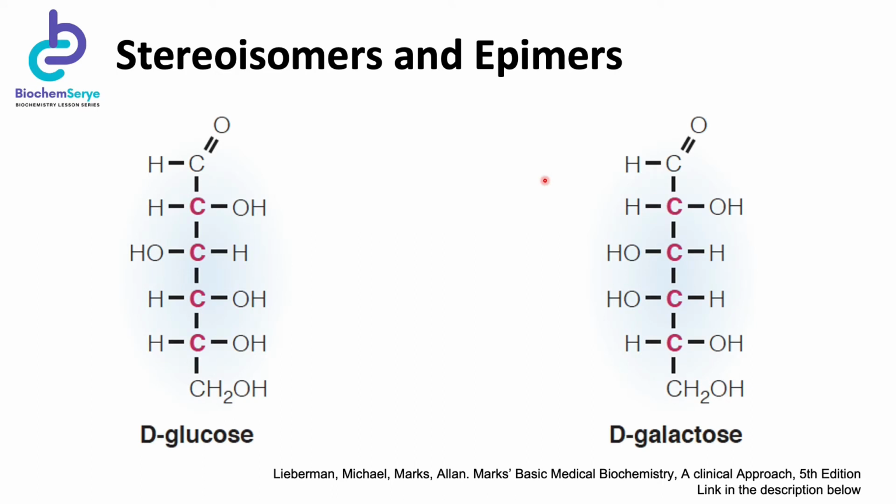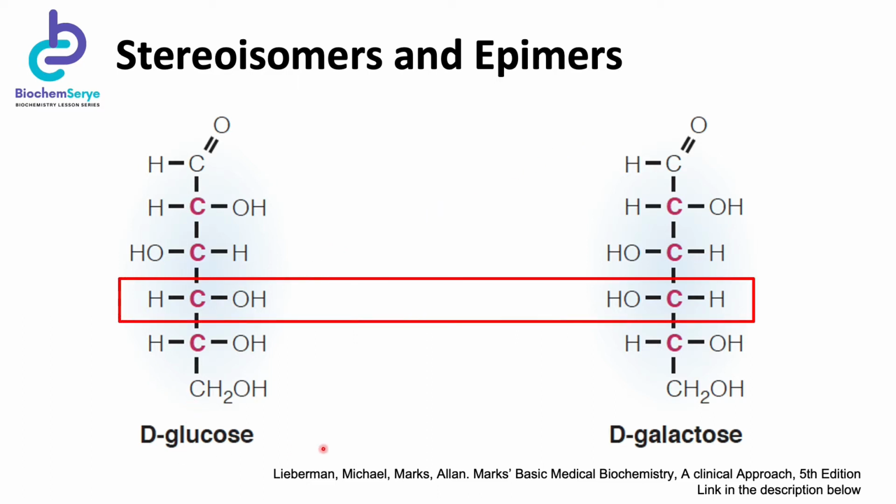Let's now proceed to epimers, and let's differentiate them from stereoisomers. Epimers are defined as stereoisomers that differ in the position of the hydroxyl group at only one of their asymmetric carbons. As such, as we can see here, D-glucose and D-galactose are considered epimers because their hydroxyl groups are the same except for carbon 4, wherein the hydroxyl groups are located at different positions.